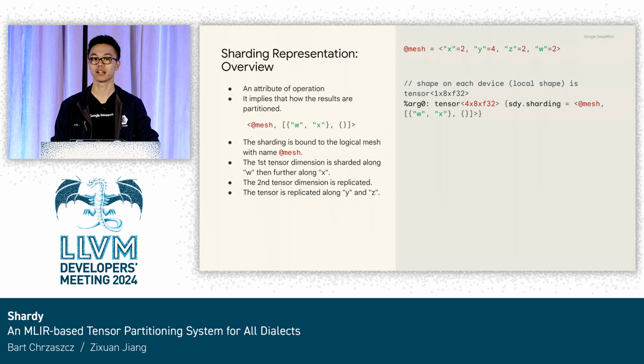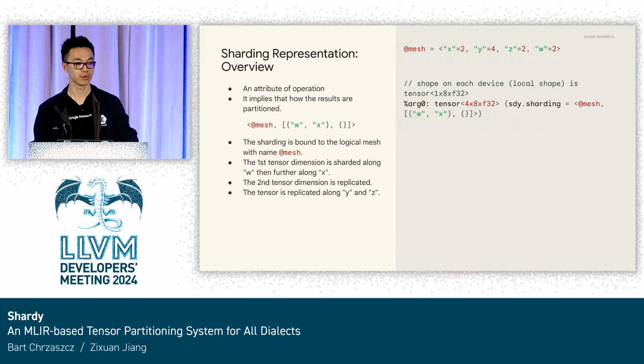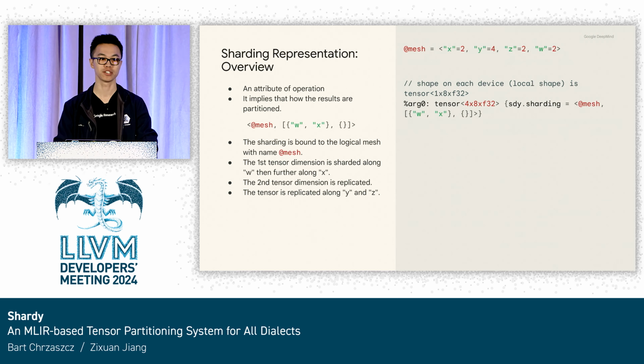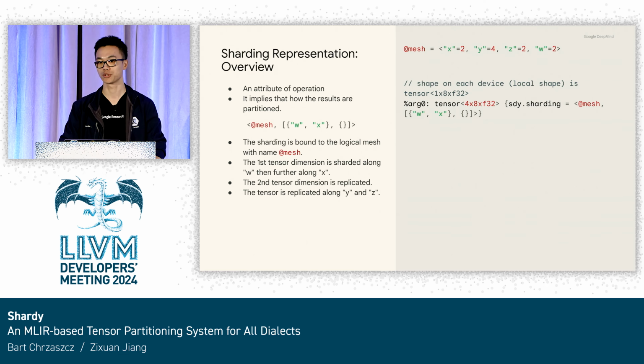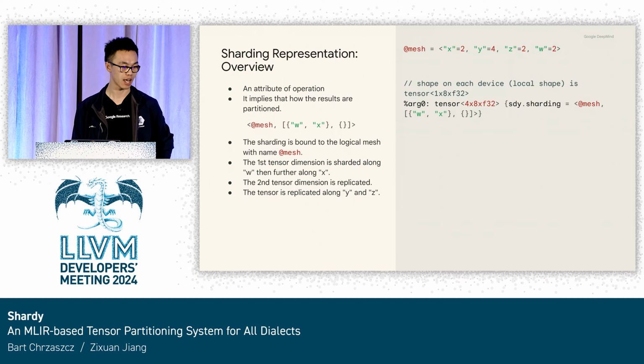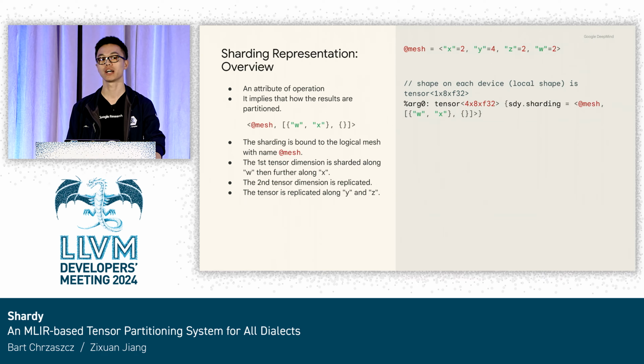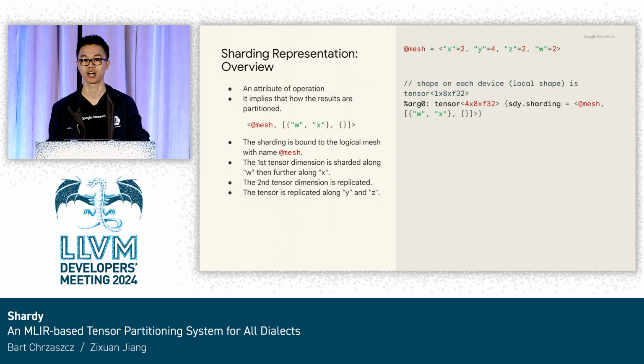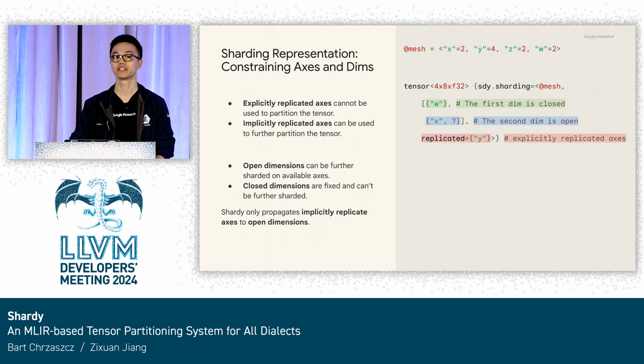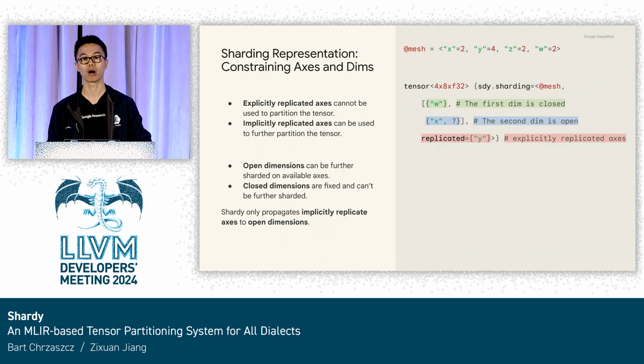As an overview, the sharding is an attribute of an operation, which describes how the results of the operation are partitioned. It's usually bound to a mesh. In this example, this sharding is bound to this mesh, and the first dimension is partitioned along W first, and then along X. The second dimension isn't sharded along any axis, which means this dimension is fully replicated, and the axes Y and Z are not used in this sharding, which means they are implicitly replicated for this tensor. Also, we define the source and target of the sharding propagation.